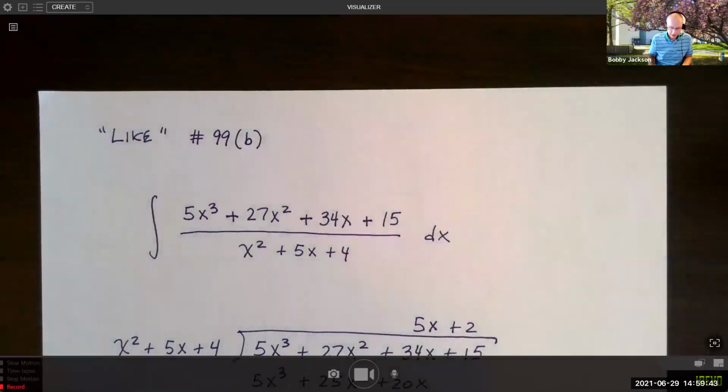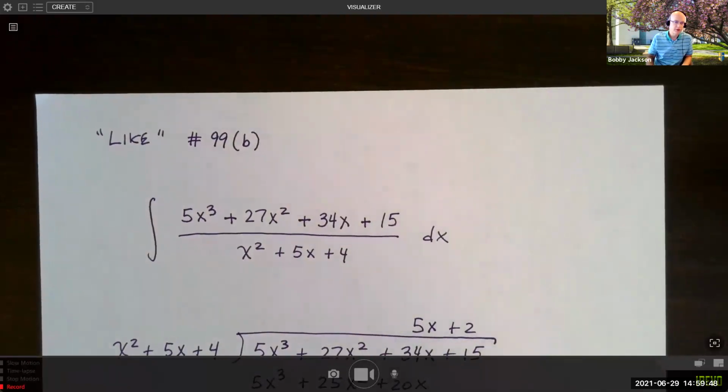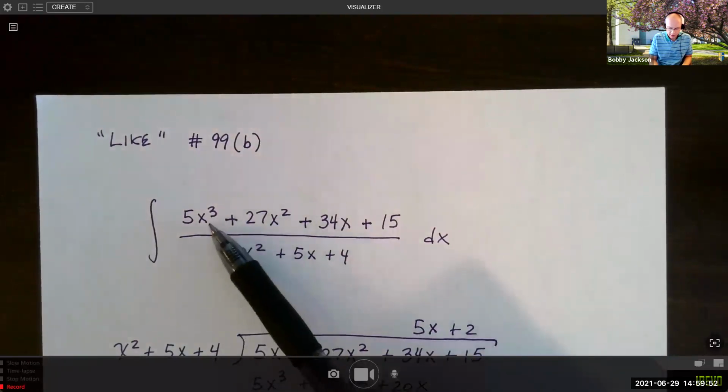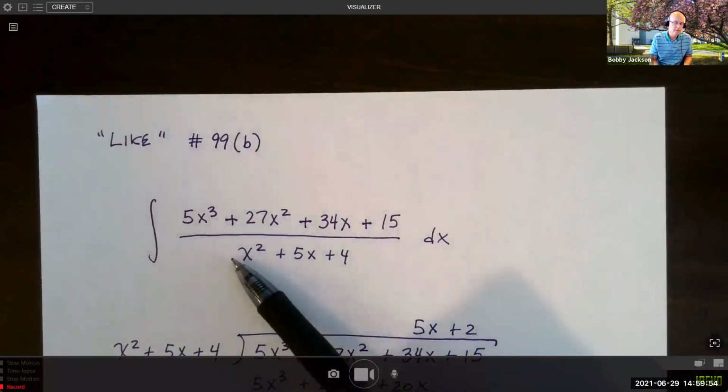Let's look at one that's very similar to 99B. We're dealing with partial fraction decomposition, and you want to be careful. Of course, the instructions tell you that you're going to have to use polynomial long division.